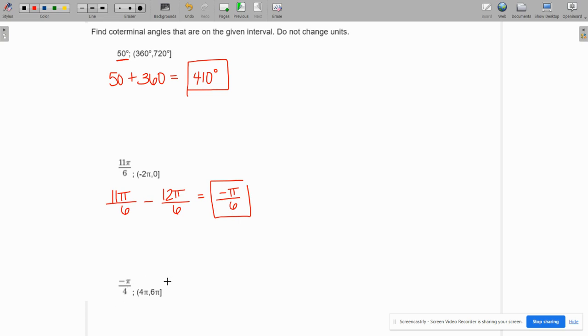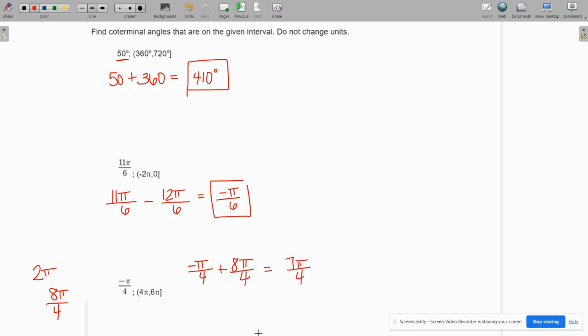Negative pi over 4, and we want that to be between 4 pi and 6 pi. So we would be taking negative pi over 4, and clearly since this is negative and I want answers much larger, I need to add 2 pi. But again, 2 pi, I want to rewrite this as something over 4 since I'm working with that fraction. So I'll think of it as 8 pi over 4. So I'm going to add 8 pi over 4, so I get 7 pi over 4.